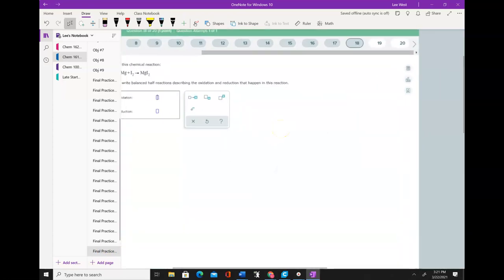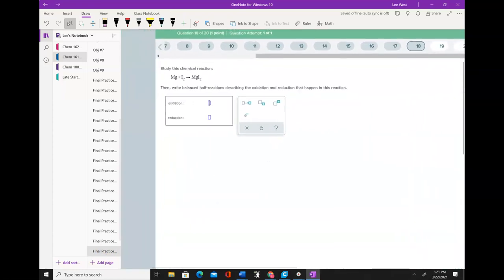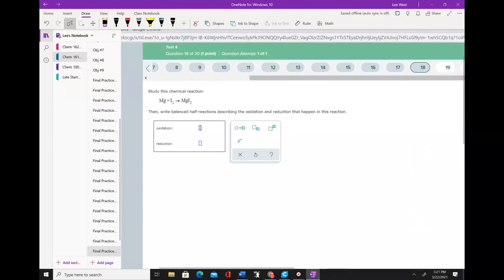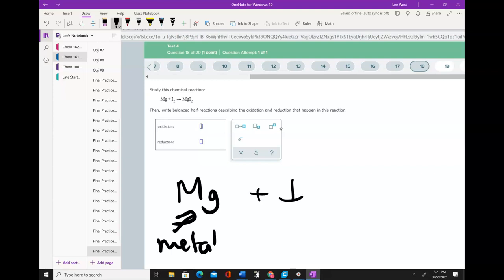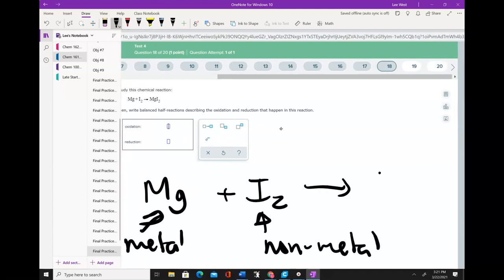Question number 17. Study this chemical reaction. That means pay attention to what's going on. Magnesium plus iodine. Magnesium is a metal, plus I2, non-metal, forms MgI2.